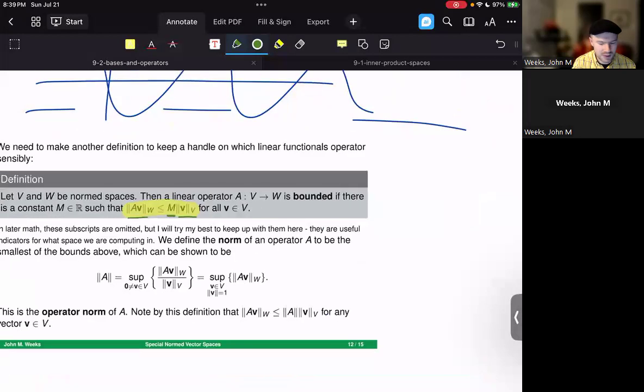Recall that definition of Lipschitz, by the way, which is saying that you can take the difference between the values of f of y minus f of x and bound that above by some M times the difference between y and x. Here we are replacing the distances with norms because we're in a normed vector space, and we're using v as our particular vector of choice here.